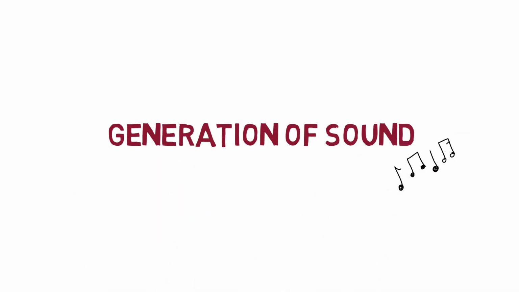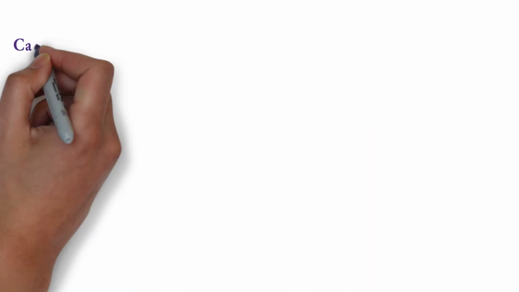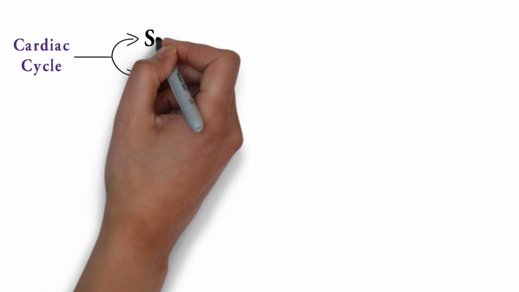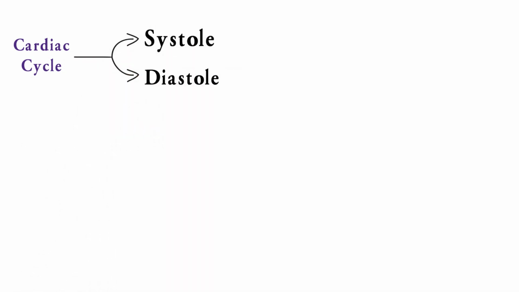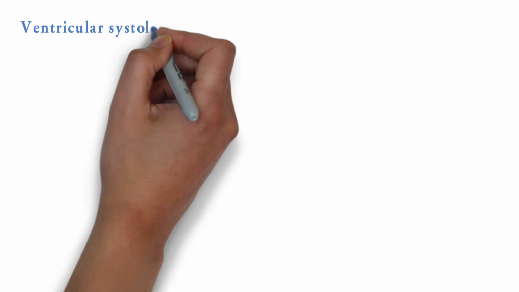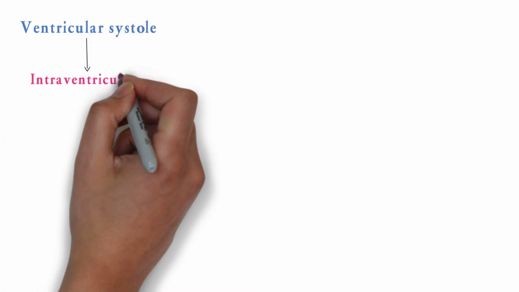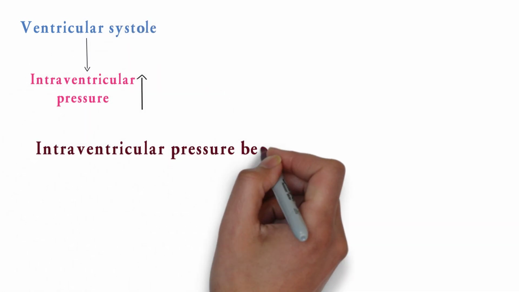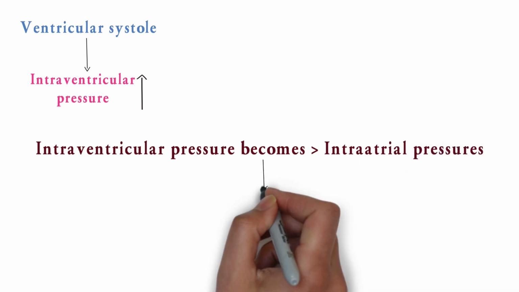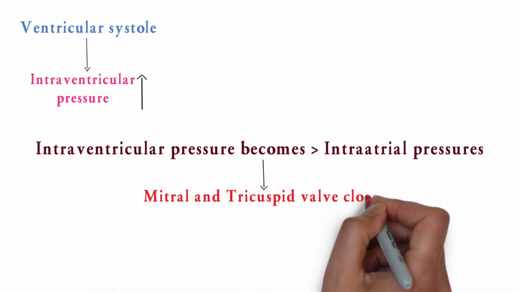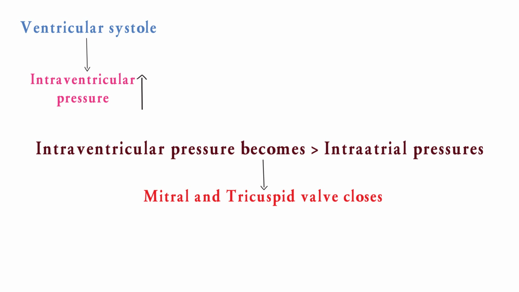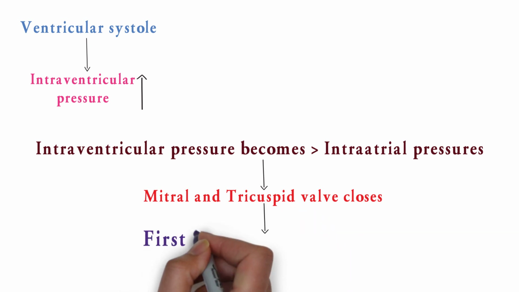Now we will see how the heart sound is generated. The cardiac cycle consists of ventricular systole, that is contraction, and diastole, that is relaxation. With the onset of ventricular systole, intraventricular pressure rises. As soon as intraventricular pressure becomes more than the intra-atrial pressure, the AV valves, that is, the mitral and tricuspid valves, close. And this closure of the AV valves produces the first heart sound.